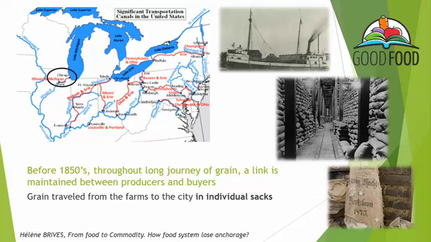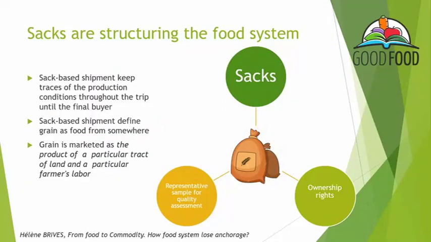A farm family sending a load of wheat from Illinois to New York could still have recovered the same wheat packed with a bill of lading inside its original sacks in a Manhattan warehouse several weeks later. Thanks to the bag with the bill with the name of the owner, a connection is maintained between the producer and the buyer throughout the journey. Sacks are structuring the food system.